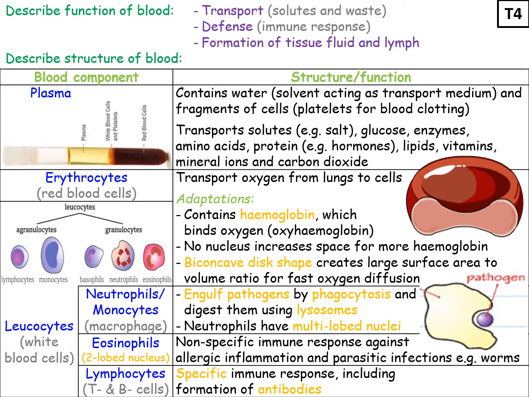Lymphocytes are involved in specific immune response, and they secrete antibodies which bind onto the pathogen's antigen. Examples of these are T and B cells, which you will learn later on.